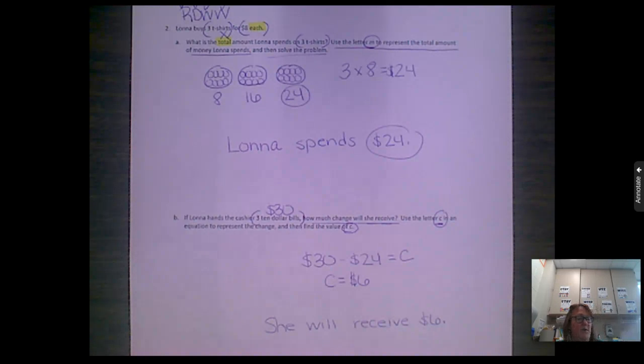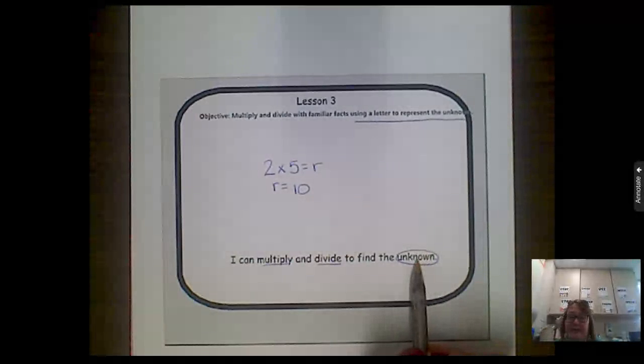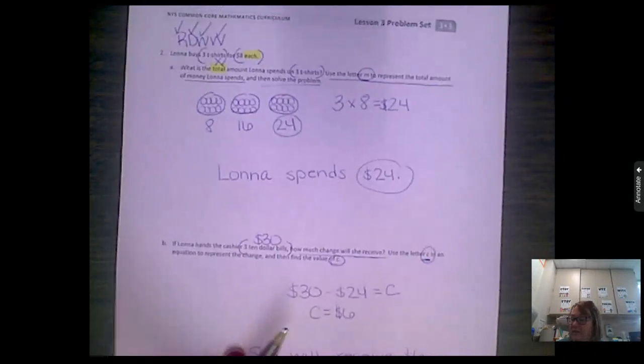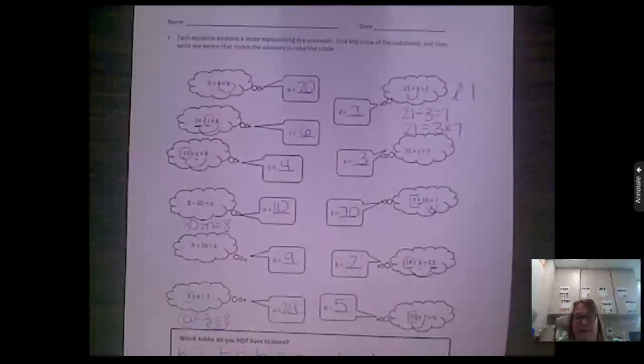Our lesson today, we can multiply and divide to find the unknown. We definitely did that. I think it's always fun when we use letters to fill in, to represent the unknown, use those variables there. And I think our riddle in the front was definitely a fun little game for us today.